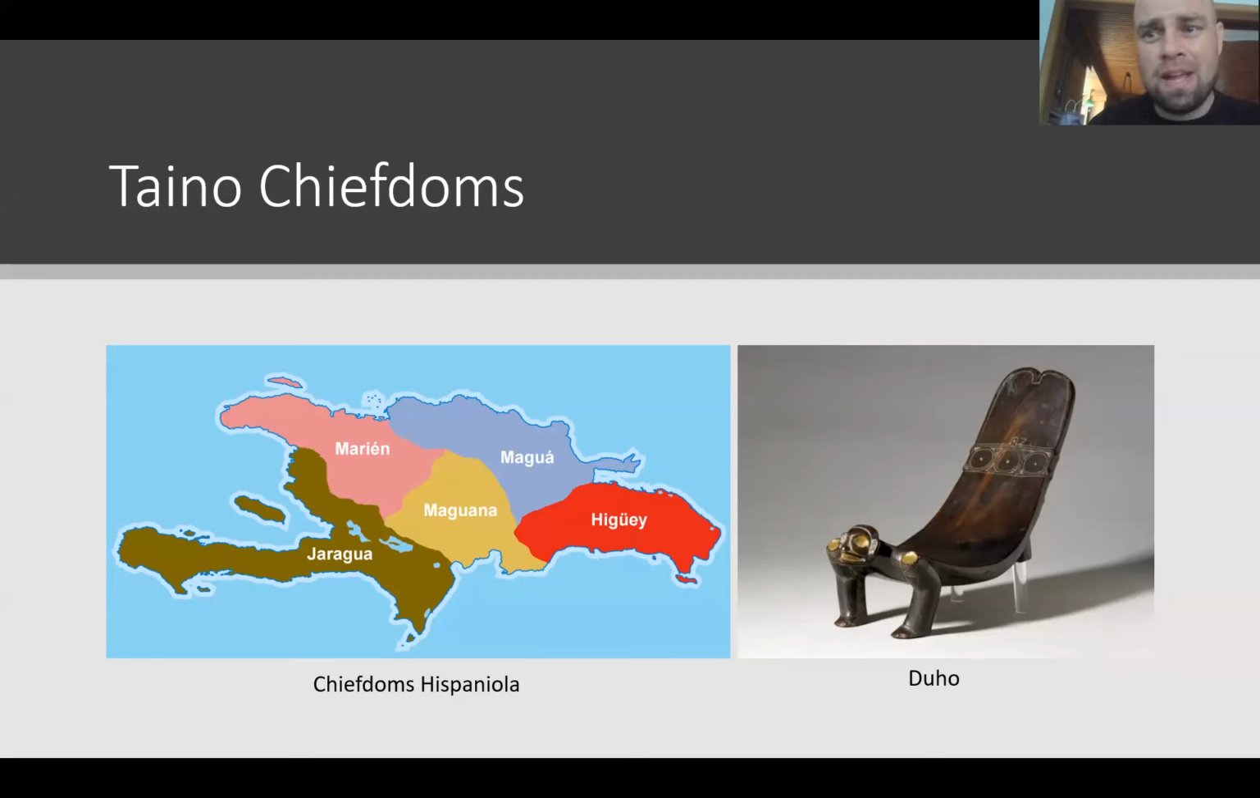And a physical manifestation of power or chieftaincy in the Caribbean and also in South America and Costa Rica are these chairs or stools called duhos. So chiefs would sit on these stools that would elevate them. They're kind of like thrones even. This is one of the famous wooden ones that was found in the Dominican Republic.